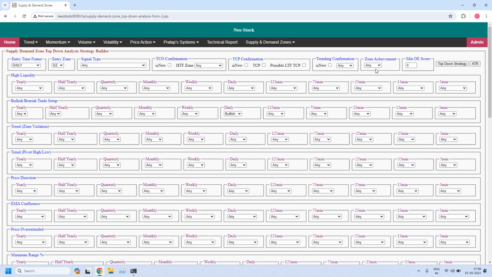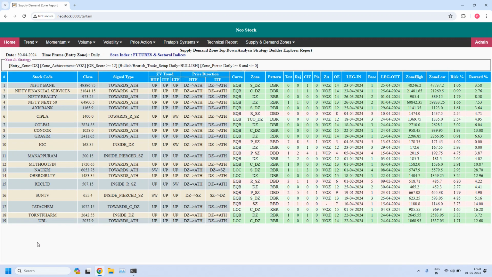And the second filter, we want to set zone achievement. The zone should have achievement VOZ, violated opposing zone. And the minimum odd enhancer score should be 12 for bullish or bearish trade setups. Now let me generate the report. So 19 stocks are filtered. Currently all these 19 stocks are supporting bullish trade setup.